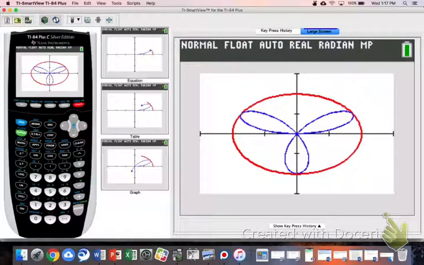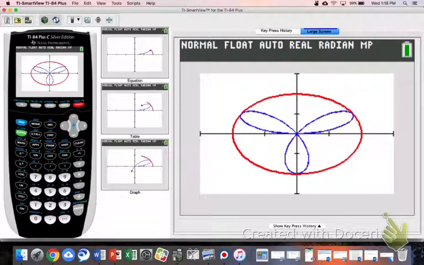So what does that tell you about the domain for the rose? What should it be? Limited to what? I agree, limited to how long it takes just to go around once. And how long do you think that would be? Pi. So check this out.